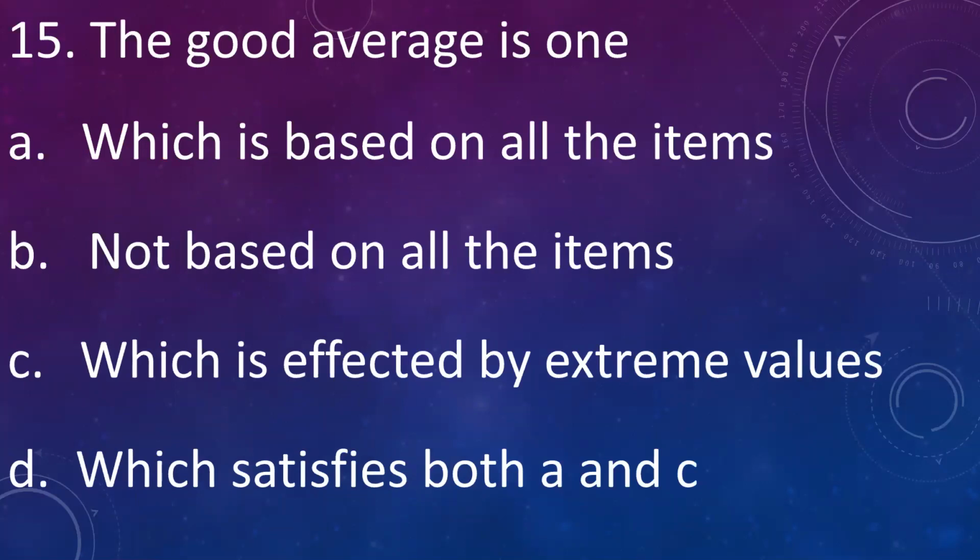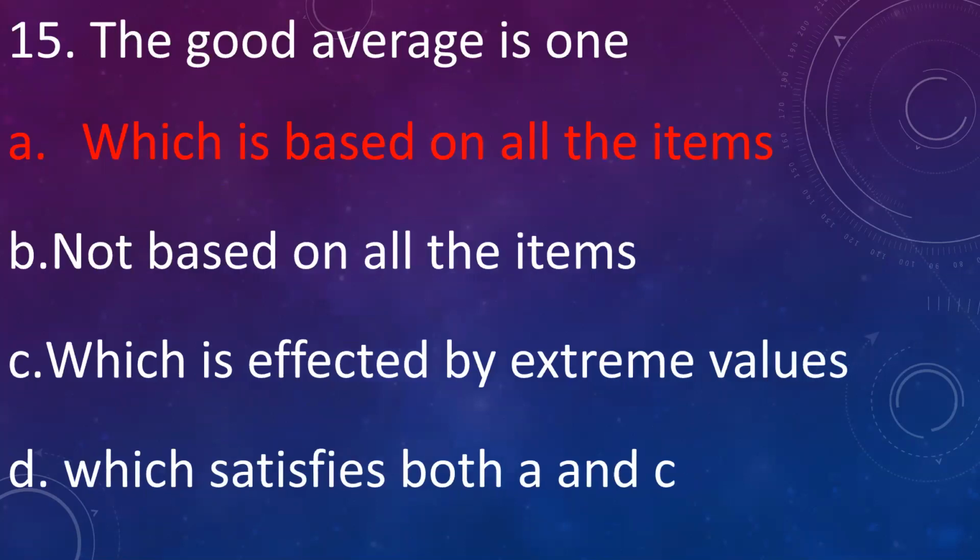Then the good average is 1, which is based on all items, B. Not based on all items, C. Which is affected by extreme values, which is D. Which satisfies both A and C. Answer is A. The good average is 1, which is based on the all the items. This is the characteristic of good average.